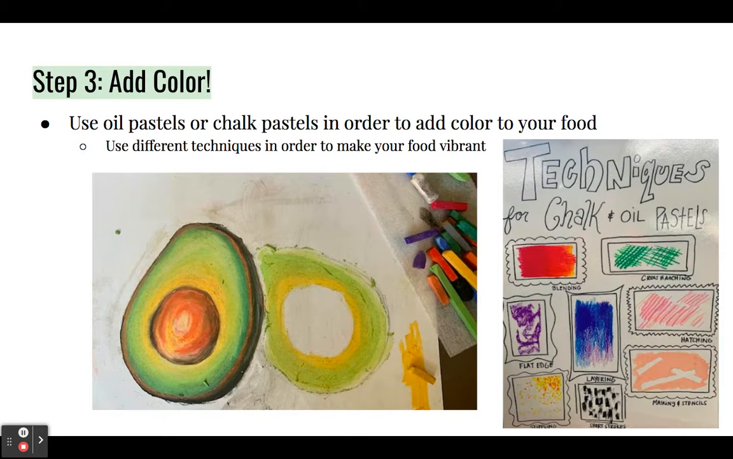Now it's time to do the fun part, which is add color. Use oil pastels or chalk pastels in order to add color to your food. Remember, there are different techniques that you can do in order to make your food more vibrant. In the next slide, we're going to be seeing how Miss Parlow creates some different techniques with chalk and oil pastels.